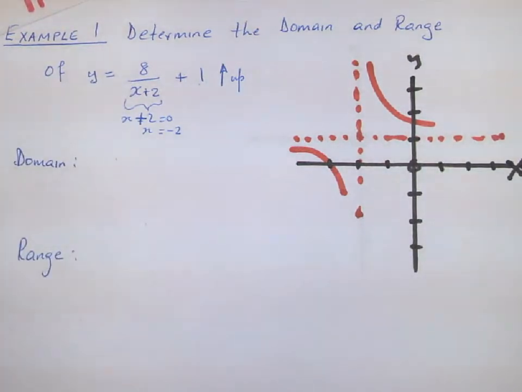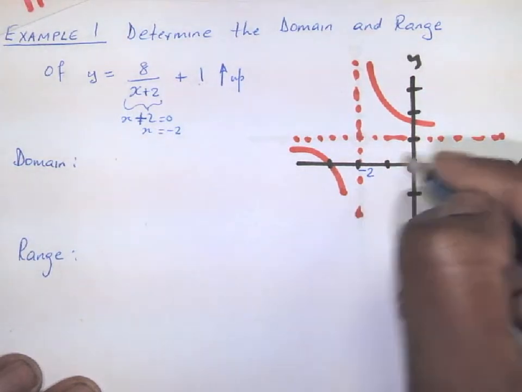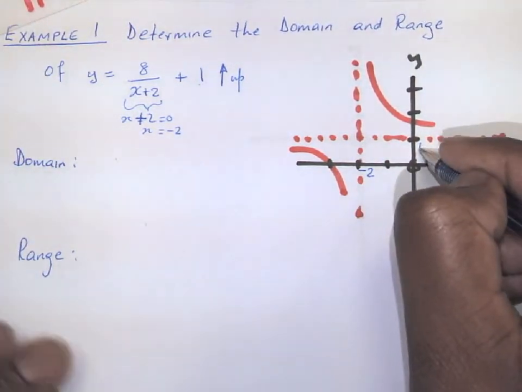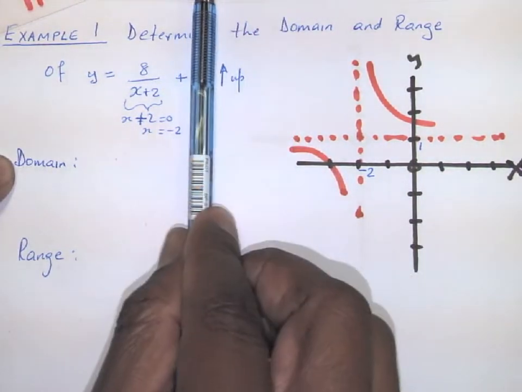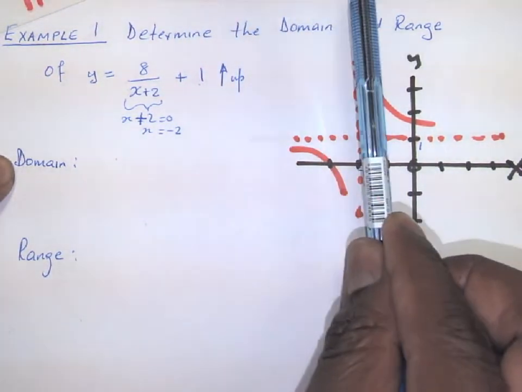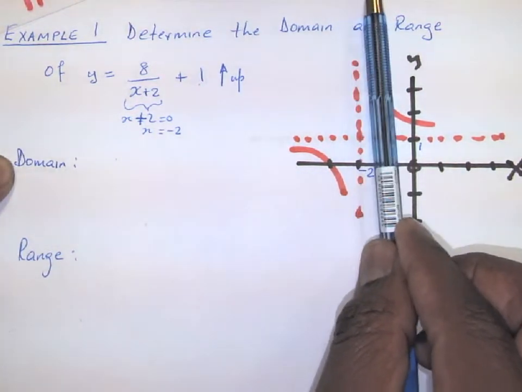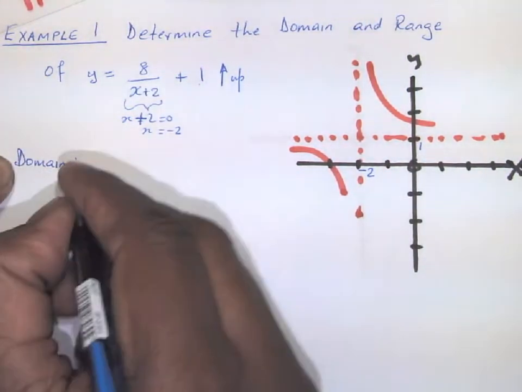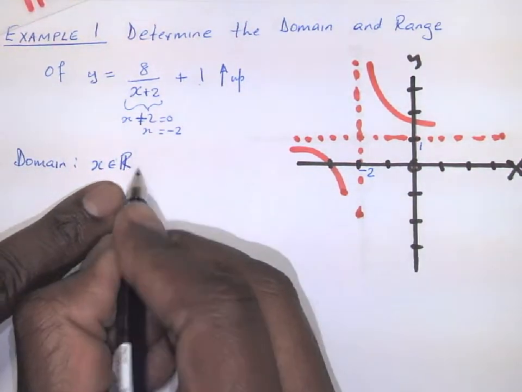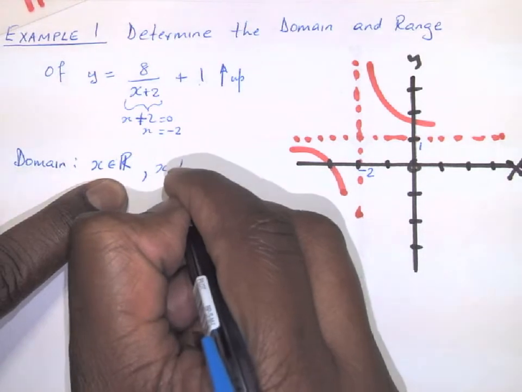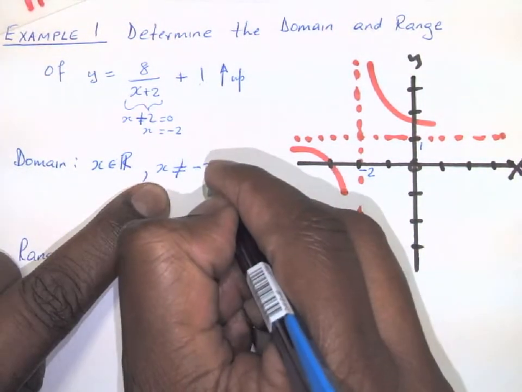So what is the domain? We say that this dotted line here is at minus 2. That dotted line there is 1. So the domain is about x values. So this graph can take all x values from negative infinity all the way, but except on the asymptote, because the graph won't cut the asymptote, and then it continues. Therefore, we say the domain is x is an element of real numbers, it can take all real numbers, but x is not equal to minus 2.